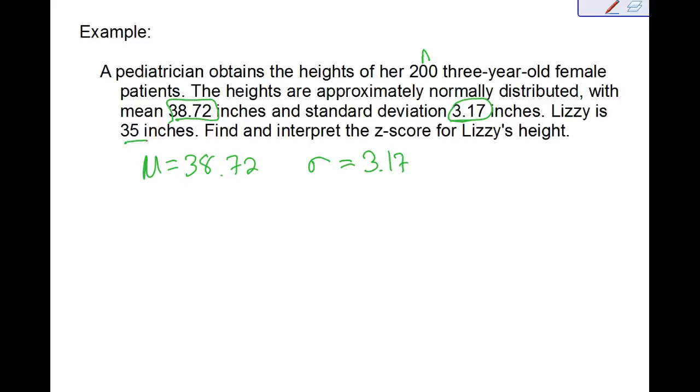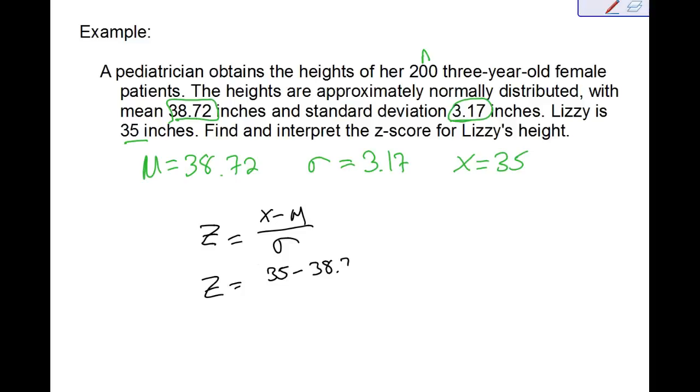Lizzie's height is 35 inches, so that's our x, the one we're comparing it to. We want to find Lizzie's z-score. So we're going to take z is equal to x minus mu divided by sigma. So that's going to be 38.72. Nope, I've already got it backwards. Let me look at that again. That's actually Lizzie's height, 35, minus our mean, 38.72, divided by our standard deviation of 3.17.